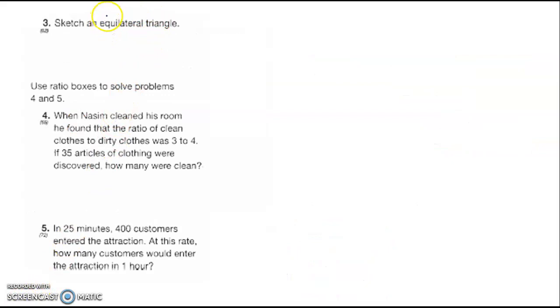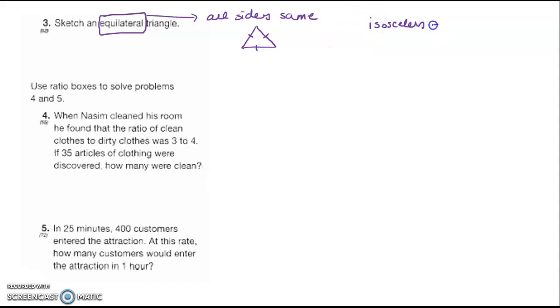Okay, this says sketch an equilateral triangle. So an equilateral triangle has all sides the same. I know we're not all great sketchers, but you could somehow indicate all the sides are the same. Now on the test, you may be asked to sketch an isosceles triangle where 2 sides are the same, and you'll want to show which 2 sides are the same, okay? Because we are not Picasso. Or you may be asked to draw a scalene triangle where none of the sides are the same. Then you wouldn't have any of these hash marks.